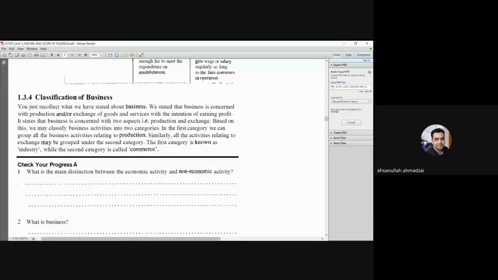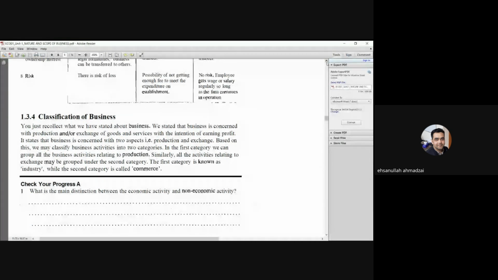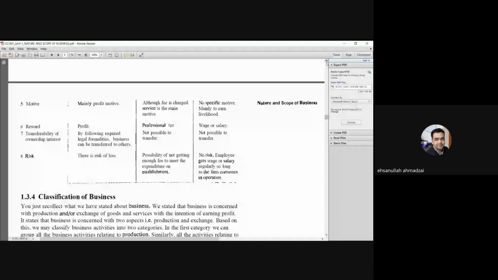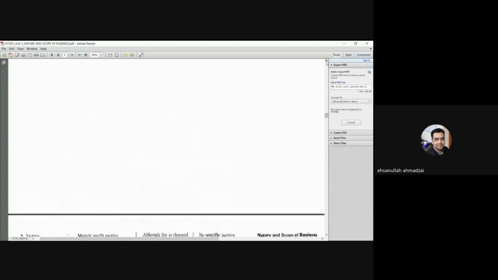I want to know, should every business have the three objectives: economic, humanity, and social objective? Is it required for every business to have all of these objectives?